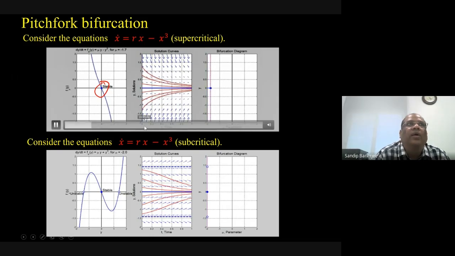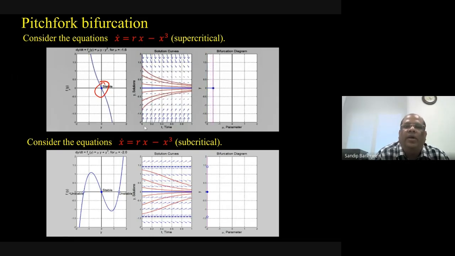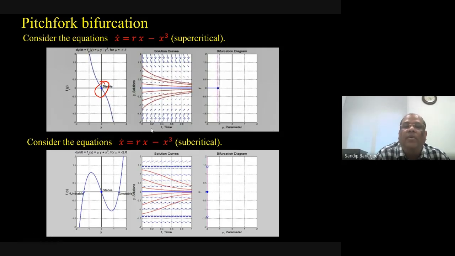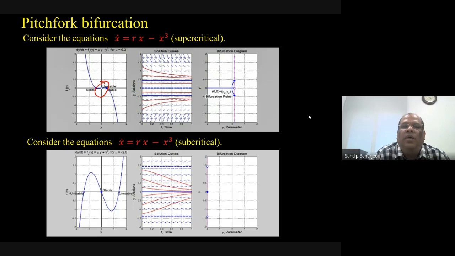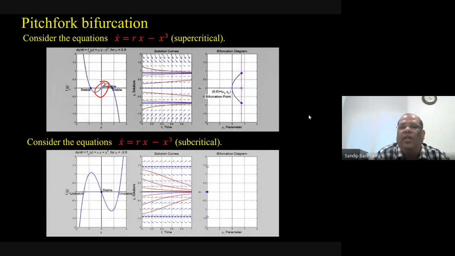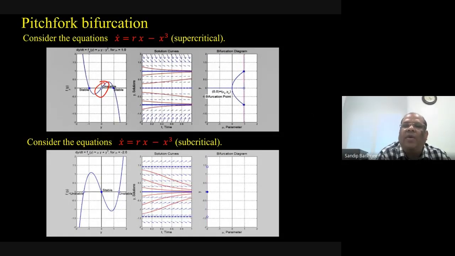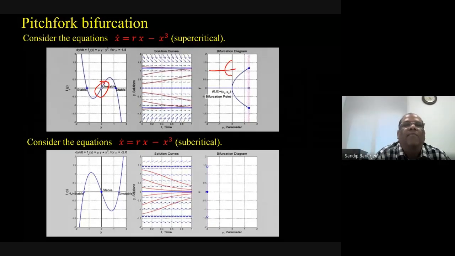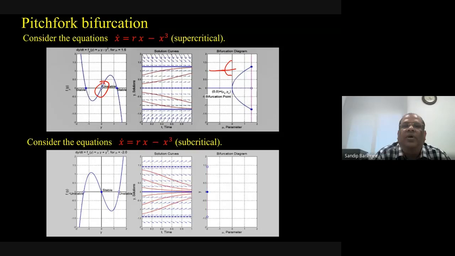And as it passes through this bifurcating value, you can see that now your stable point becomes unstable and it gives rise to two more stable points. And this is how you get the bifurcation diagram. And because it looks like a pitchfork, hence the name pitchfork bifurcation. Whereas this is the supercritical one.